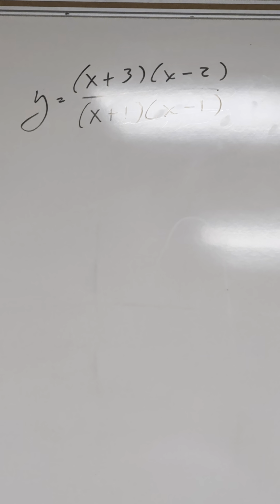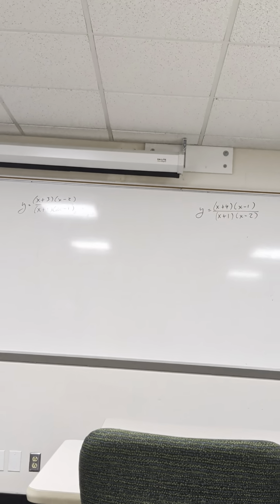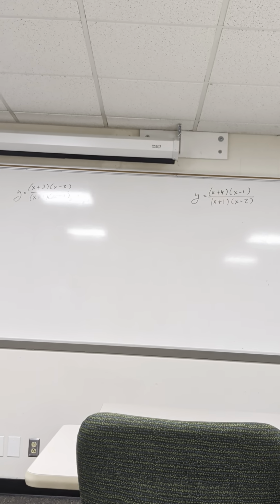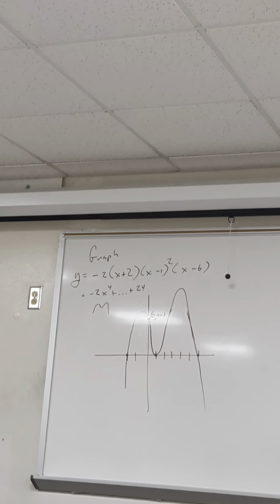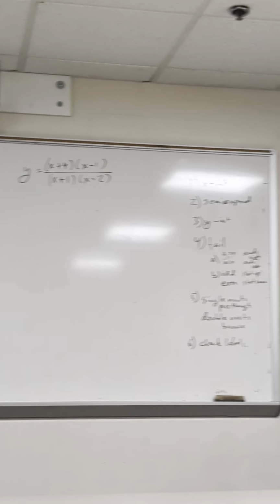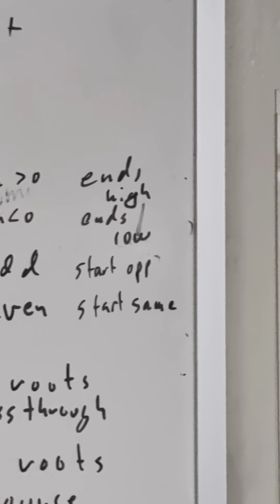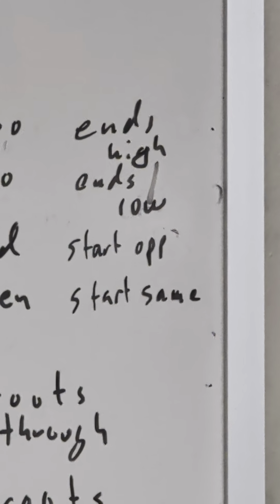It ends low if the coefficient in front of the lead term is negative. Then you figure out the starting position depending on whether it's odd or even. Once you know it ends low, if it was an odd function, it would have started high. If it was an even function, it would have started low.